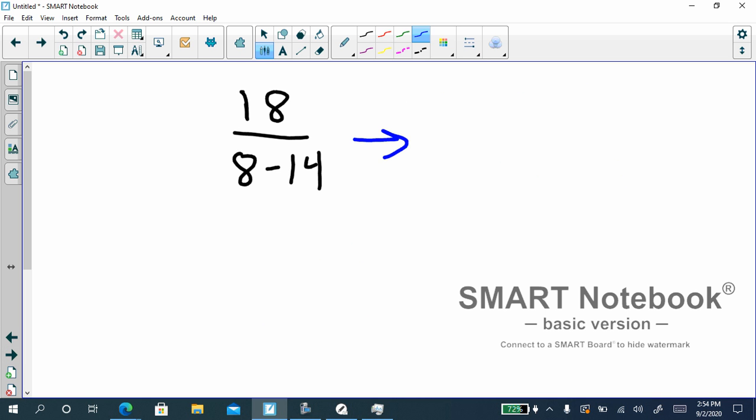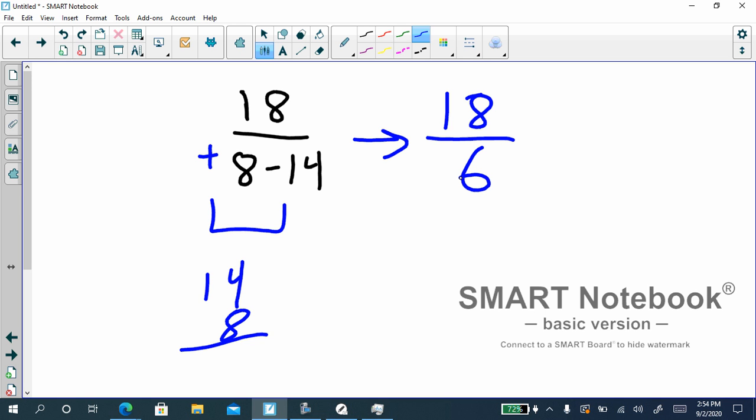We do this one. We have an 18 on top. On bottom, we have an 8 minus 14. So remember, if we are adding or subtracting, we can't just say, well, there's a minus in the middle, so we always subtract. We subtract if the signs are different. So if the signs are different, we subtract the numbers, take the sign of the bigger number. Now, a positive divided by a negative is negative, and 18 divided by 6 is 3.